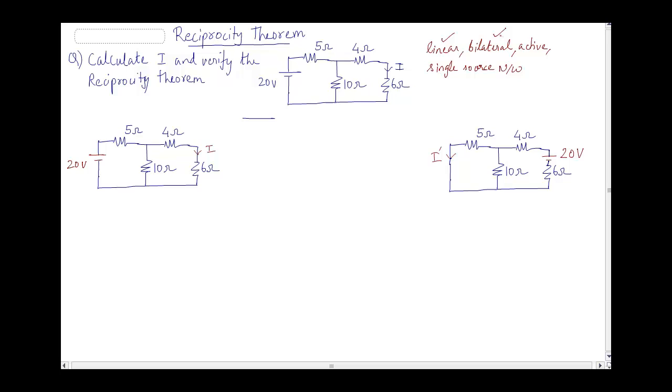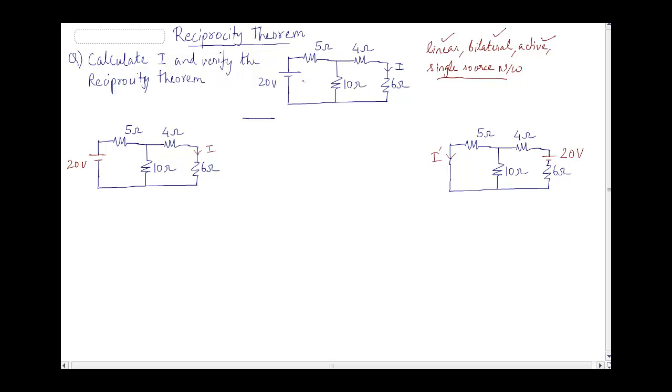Bilateral means it should be able to transmit current in all the directions, both the directions, and which is happening in this circuit, no problem. It should be active, that means it should have a power source, which we are having here, and it should be a single power source, which again we are having here. So this circuit is fit to be a reciprocal network.